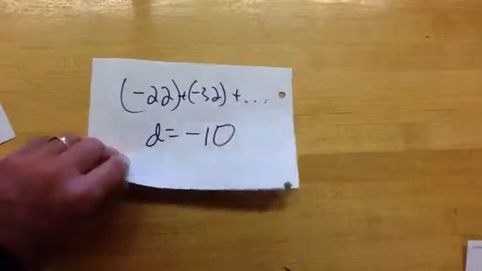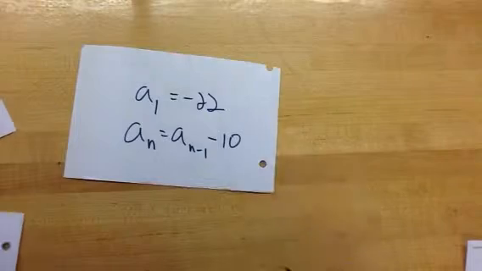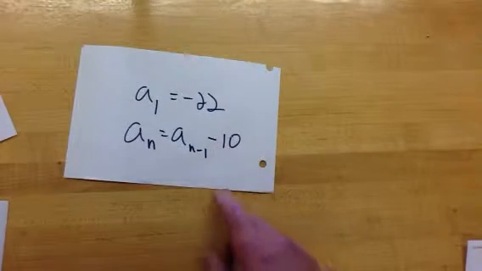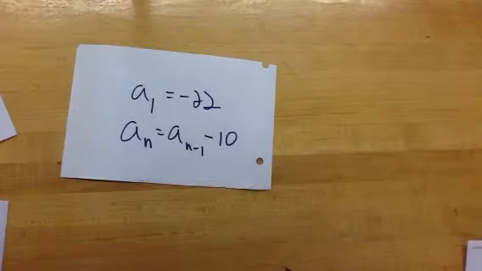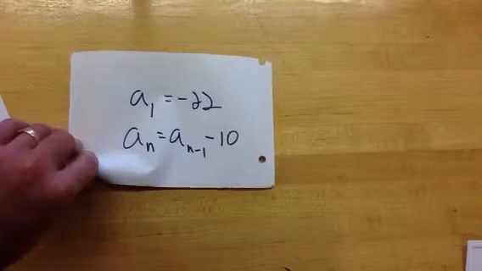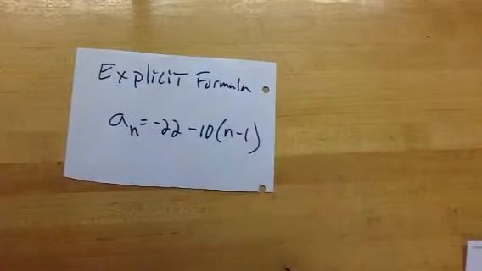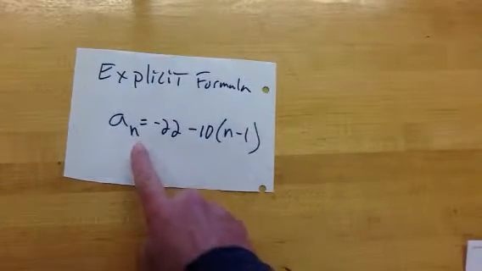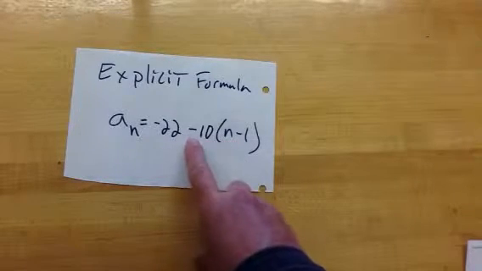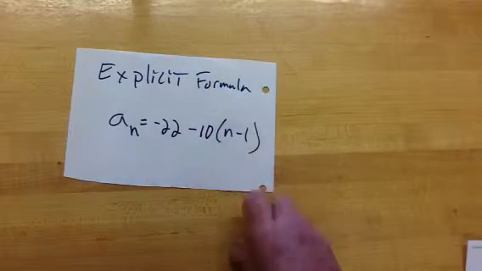So then what I did is I said, well, let's see. I'm working with a sequence where the first term is negative 22, and then I'm subtracting 10 to go down to the next. That's the recursive formula. Okay, then I had to write the explicit formula, where to find the nth term, I have to take the first term minus the common difference times n minus 1.